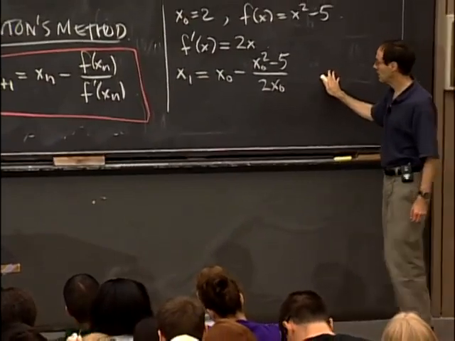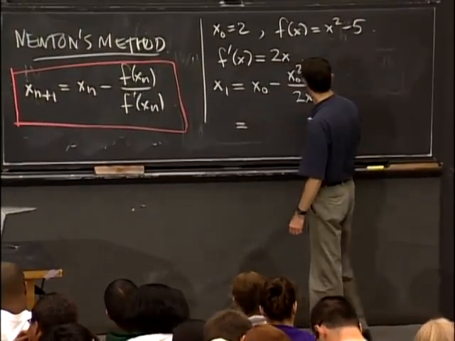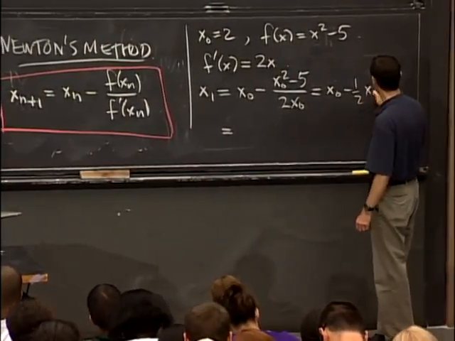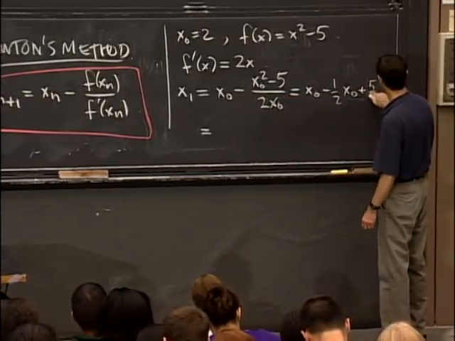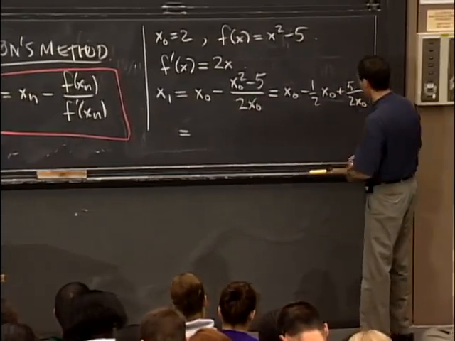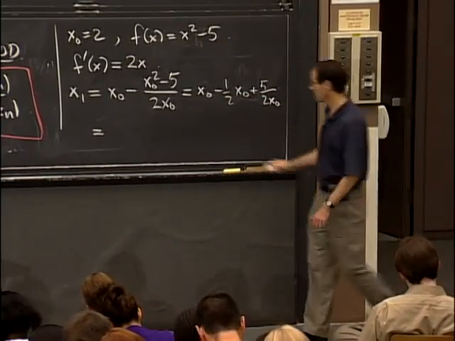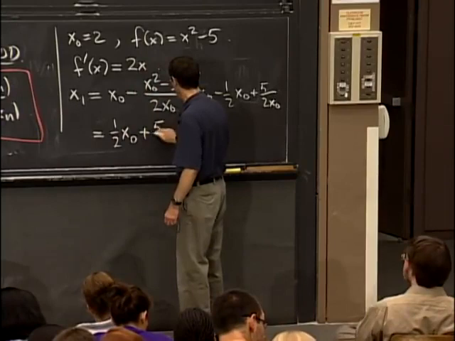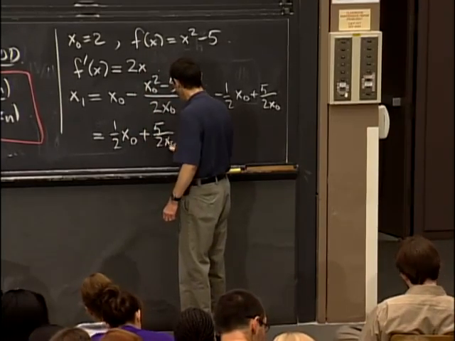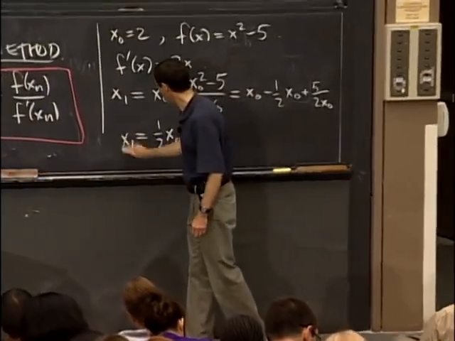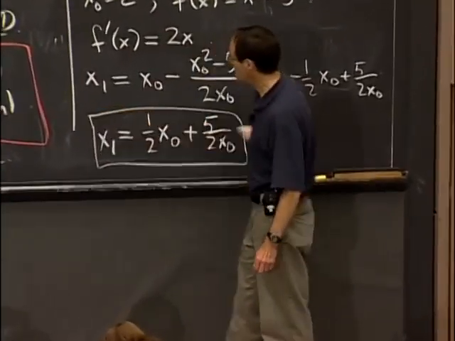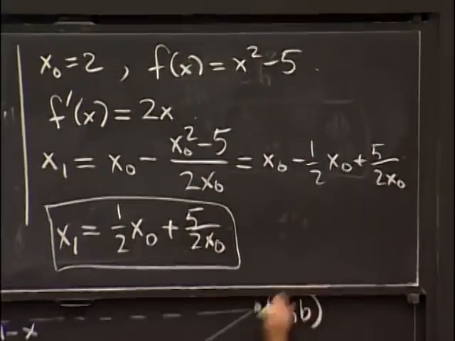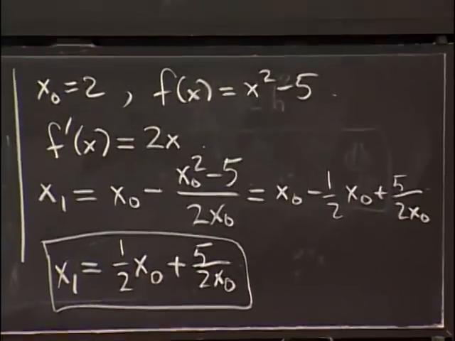All right? And so all told, let's work it out in two steps here. This is minus a half x0 for the first term, and then plus 5 halves over x0 for the second term. And these two terms combine. So we have here a half x0 plus 5 halves with the x0 in the denominator. All right, so here's the formula for x1 in this case. Now I'd like to show you how well this works.